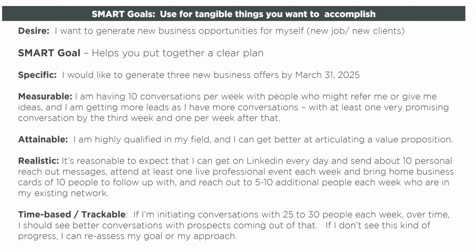So here, for this particular goal of generating business opportunities for myself, if I'm initiating conversations with 25 to 30 people each week, over time, I should see better conversations with prospects coming out of all that. If I don't see this kind of progress, I can reassess my goal or my approach. So you have a plan here, but you also have a plan to monitor how you're doing and make adjustments. So it makes things very, very clear.